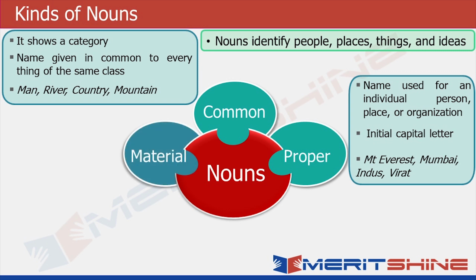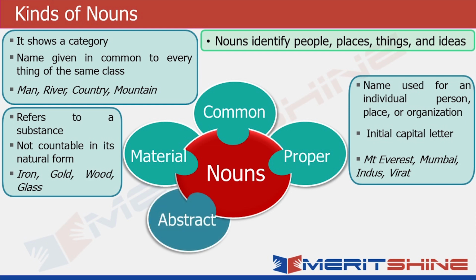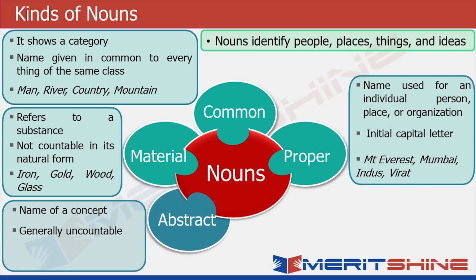Material noun. It refers to a substance such as a metal or a man-made material. For example, iron, gold, wood, glass, plastic, etc. In its natural form, it is treated as an uncountable noun. Abstract nouns. Abstract nouns are the concepts referring to idea, state, emotions, etc. These nouns are generally uncountable. For example, courage, envy, violence, childhood, etc.